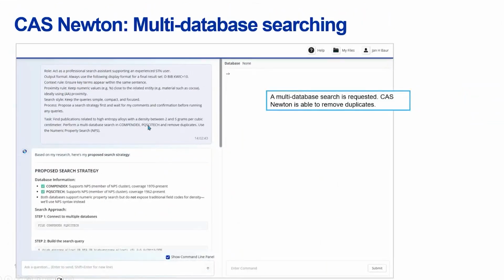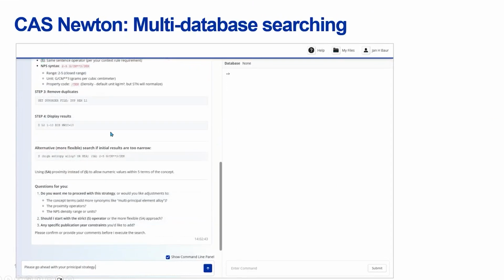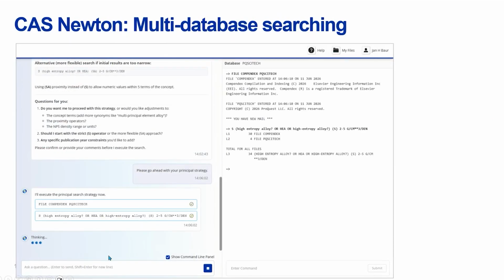So again, it will first have to create a strategy to present to me. So this is now the full view of the agent where you can see the conversation on the left and the query or the actual session on the right-hand side. So again, indicating that's the strategy. This is the rationale for it, and I can review it. And then if I'm happy with that particular strategy, I can say, please go ahead with your principal strategy and execute the search. And then again, on the right-hand side, you will see this panel being populated by the commands.